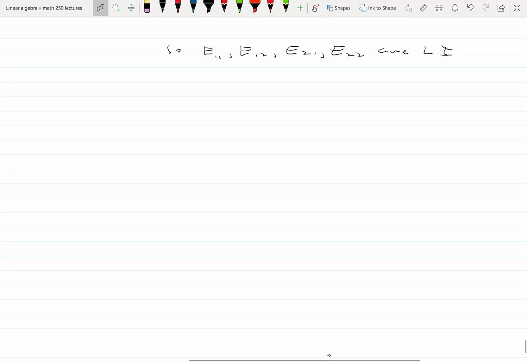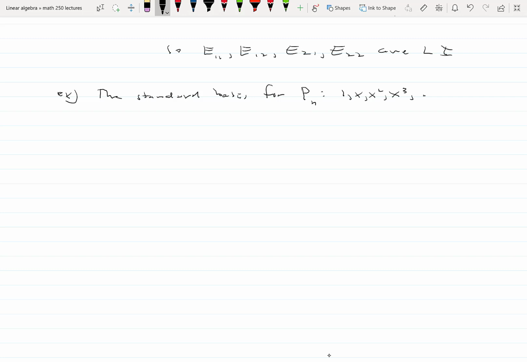Okay, let's take a look at another common vector space for us. These are vector spaces that we're going to be seeing a lot of this semester. Okay, suppose I want the standard basis for P sub n, the set of all polynomials of degree less than or equal to n. Standard basis: 1, x, x squared, x cubed, etc., all the way up to x to the n.